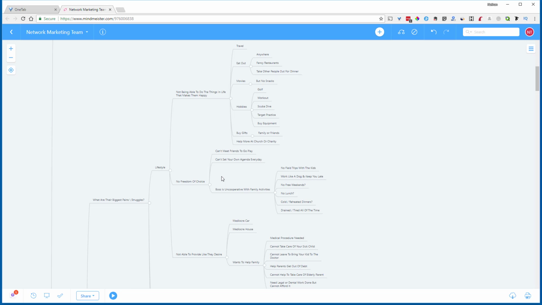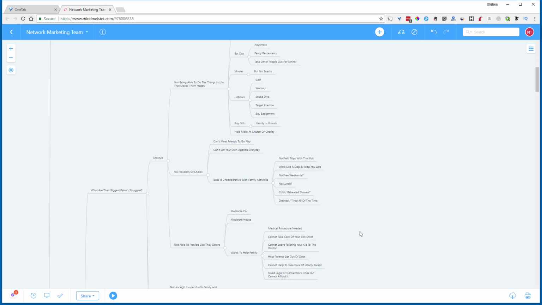And then maybe your parents are in debt, or you can't take care of your parents if they're elderly. You want to be there for them. Or maybe you need some legal or dental work done, but you just can't pull it off. So these are all things that are big pains and struggles from the lifestyle standpoint.